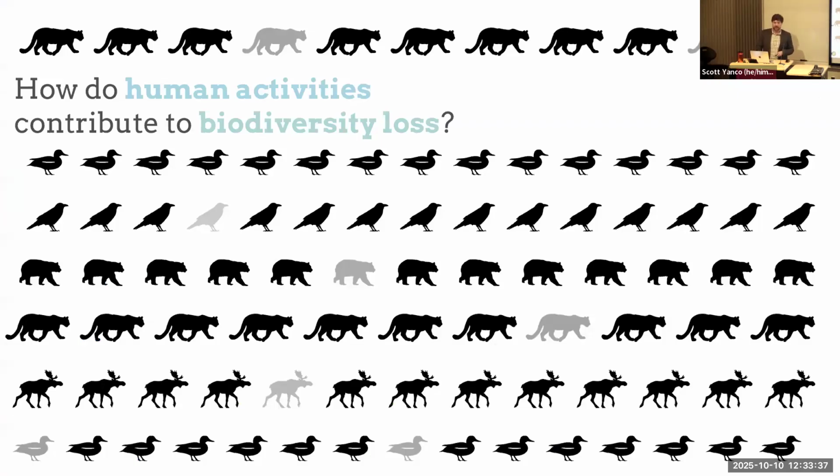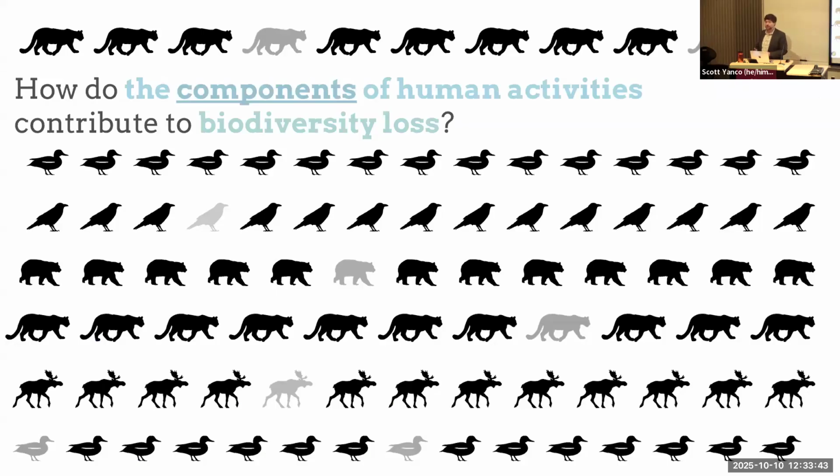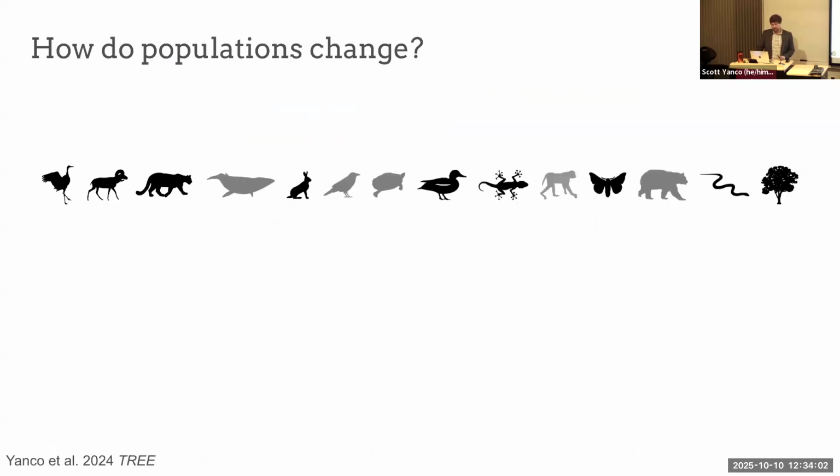So, right, if our charge is how human activities contribute to biodiversity loss, based on the findings that I've showed you so far, hopefully I've convinced you that we need to think harder about the components of human activities. Which parts of what we're doing are having which effects? And that we need to do this on a species by species basis. We didn't see a uniform outcome across all species that's going to give us a silver bullet. We need to think about this species by species.